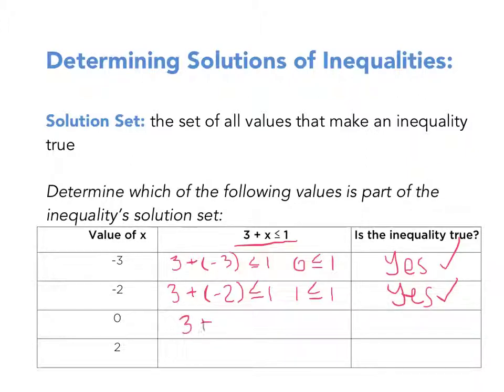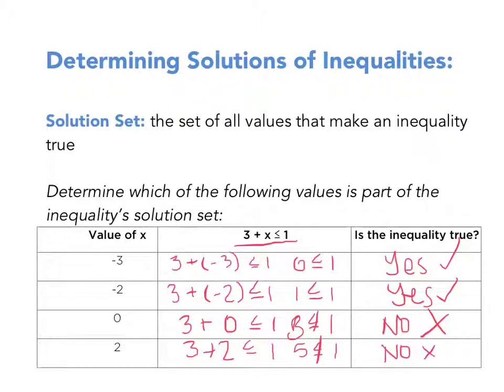And now we'll plug in 0. That equals 3, and 3 is less than or equal to 1. That is not true. So that would be a no. And then we'll plug in 2. And 5 is not less than or equal to 1. So that is another no. So that's just plugging in and testing out if the inequality is true or not.